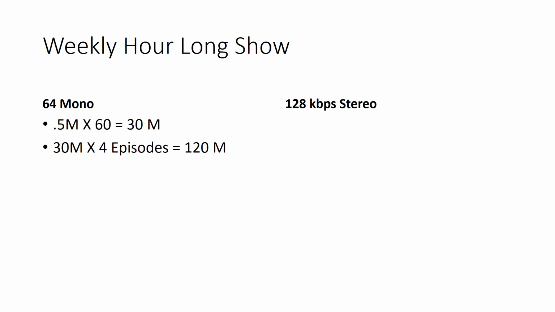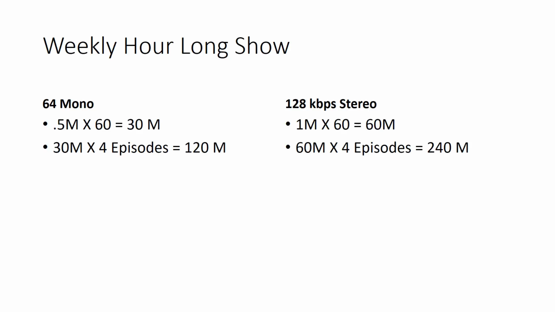If I was doing stereo, a 128 kilobits per second stereo file takes up, again, roughly 1 meg a minute. So that would be 60 megs an episode times 4 episodes means 240 megs per month.